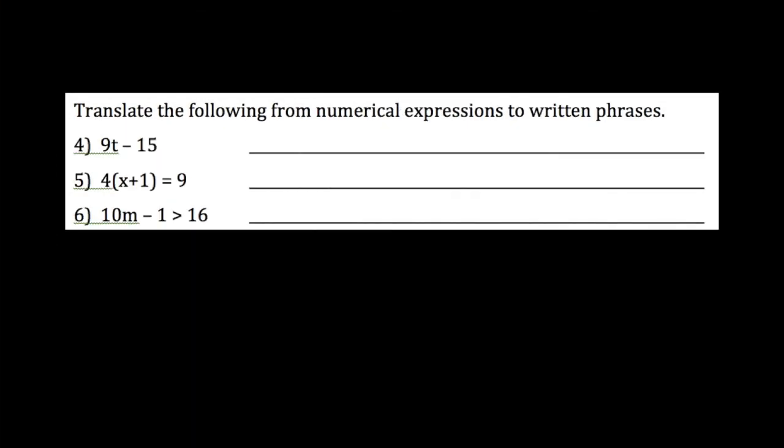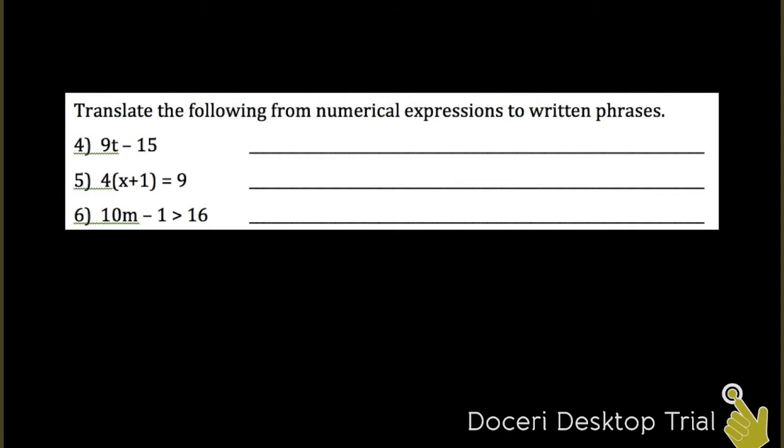The next 3 here are going the other way, so they might have different options. Translate the following from numerical expressions to written phrases. So you can do these easy, or you can try and be a little creative and do them a little more difficult. The first one says 9 times t minus 15. And if you can read it out loud, you can write down the words, and that's exactly what it should look like. The second one is a little trickier because we have some parentheses there and an equal sign.